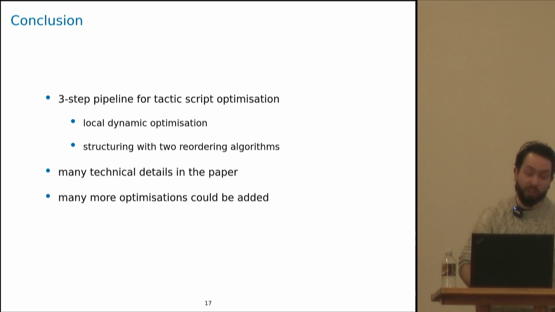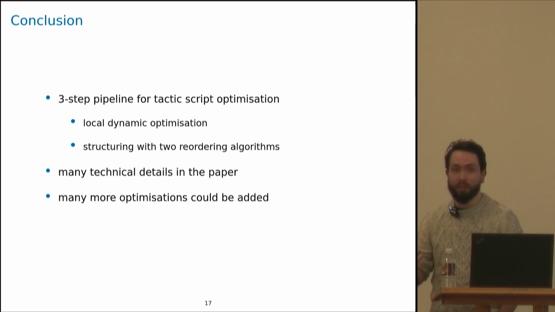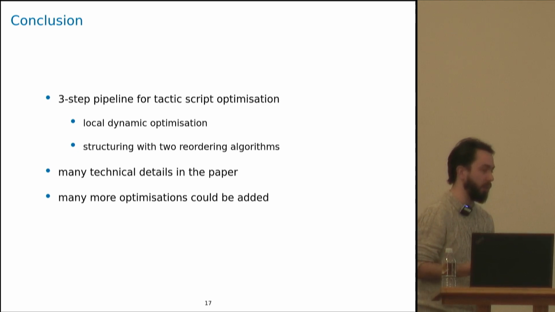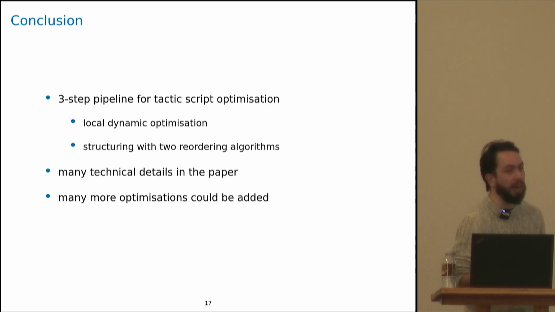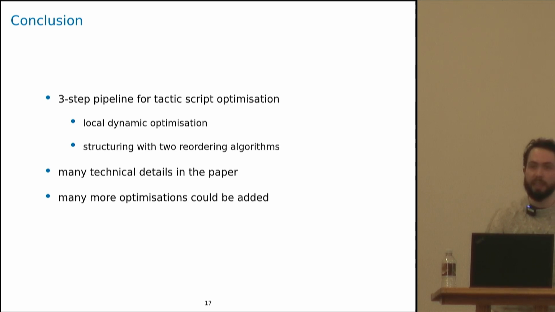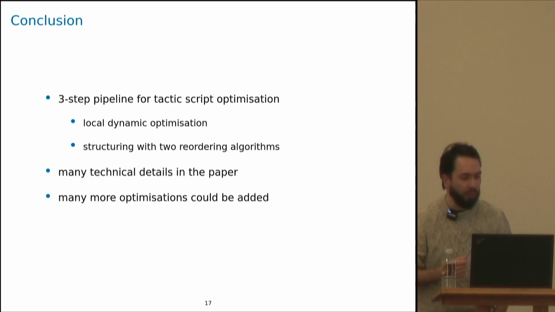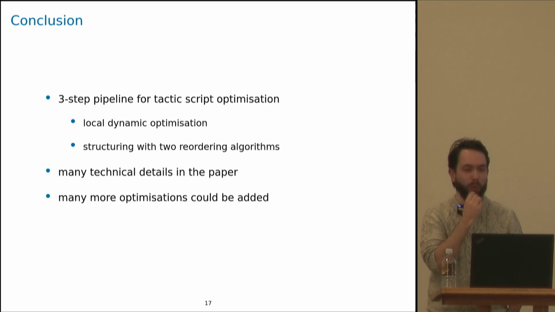And of course, as future work, I think many more optimizations could be added to this and should be added. For example, for the AI use case, it would be very nice to detect which tactic steps are actually required for the final proof, because the AIs tend to insert a bunch of steps that don't actually contribute anything to the proof. So that's an obvious optimization that could be added. And there are a lot more. I'm sure you can probably think of some as well.